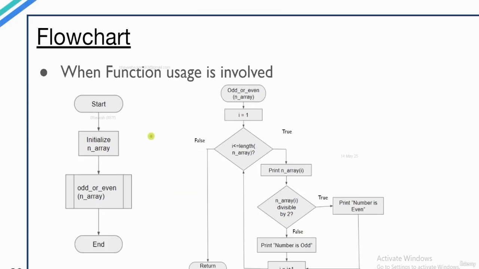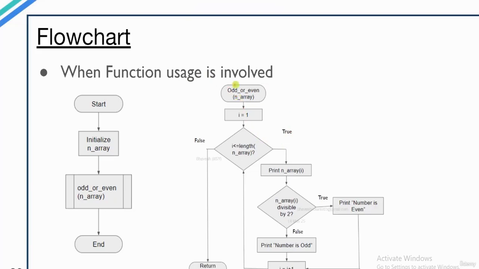Now, when we're using a function inside a code, this is how the flowchart can be created for the main code as well as the function code. So we initialize an array, we call the function, and when we're calling the function, we pass an array as the argument, right? And then the function is going to take care of the rest, and then we end the main code, right? And this is how the flowchart for a user-defined function is written.